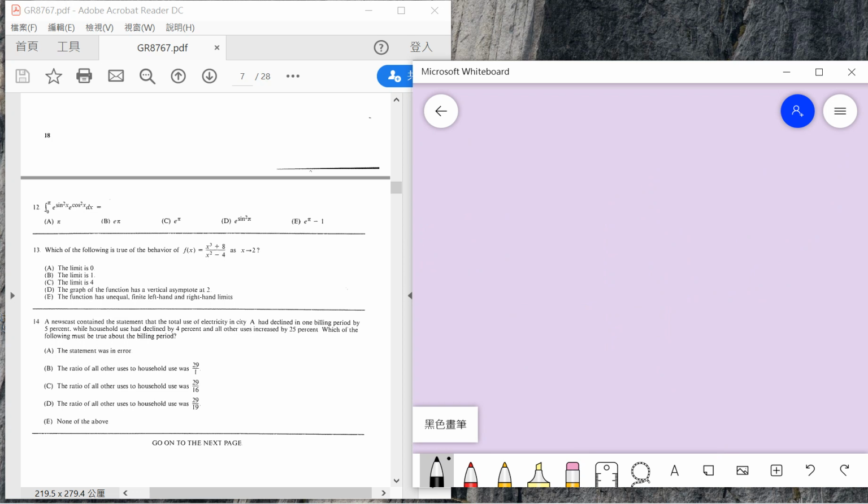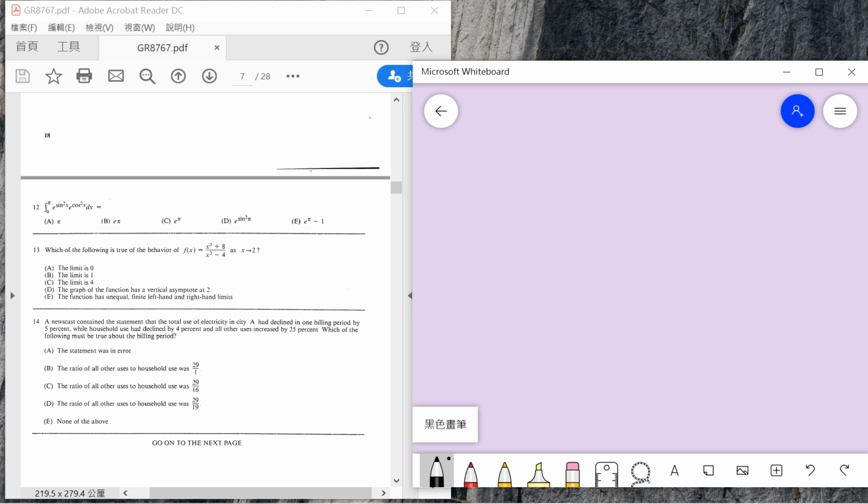Number 14. So 14 is a special question that you need to think carefully. A news case contains a statement that the total use of electricity in the city had declined in the billing period by 5%, while household use had declined by 4% and all other users increased by 25%. Which of the following must be true about a billing period?